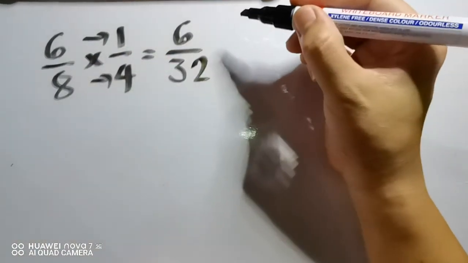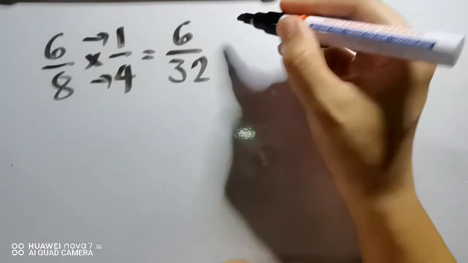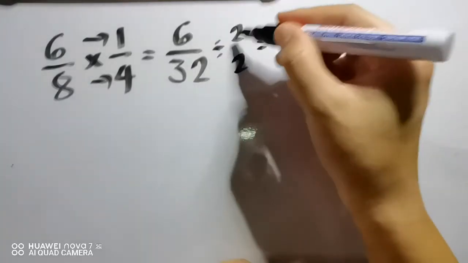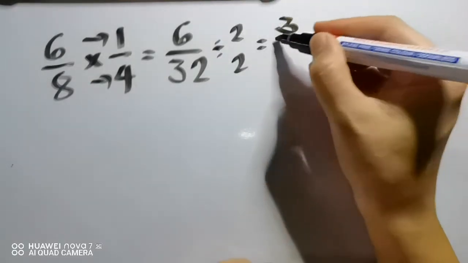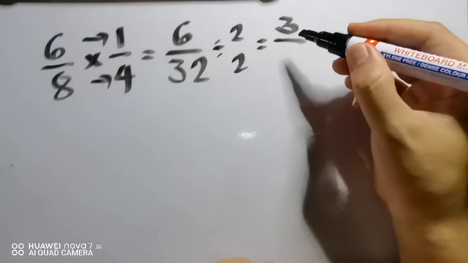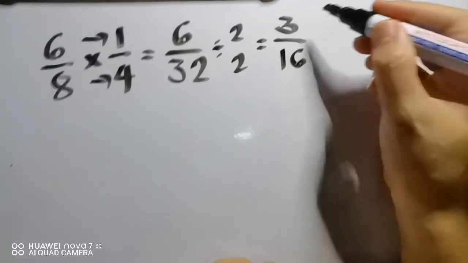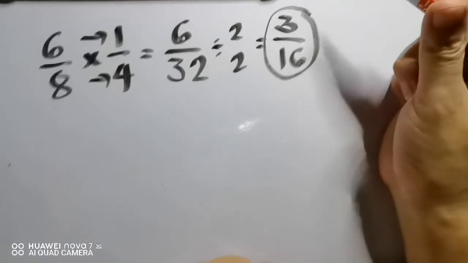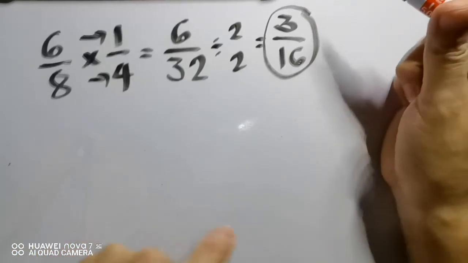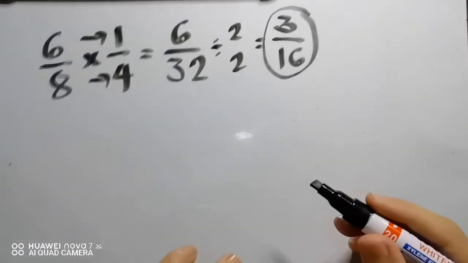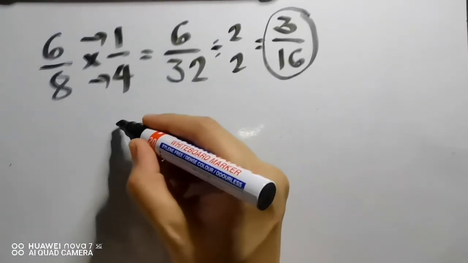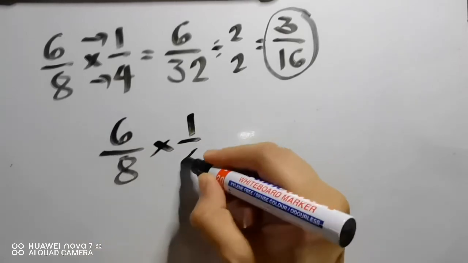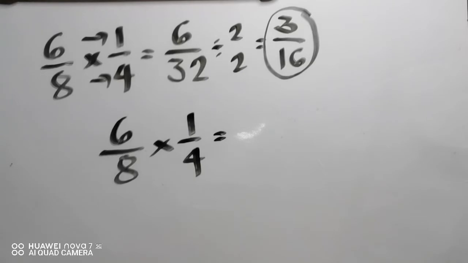Okay? Now, since siya ay may common GCF na 2, divide mo sa 2, 6 divided by 2, you have 3. 32 divided by 2, you have 16. So, your answer is 3 over 16. Okay? Ito yung isang example. Pakita ko naman ulit sa inyo yung isang way na pagkuha ng sagot. Okay? So, we have here 6/8 times 1/4.